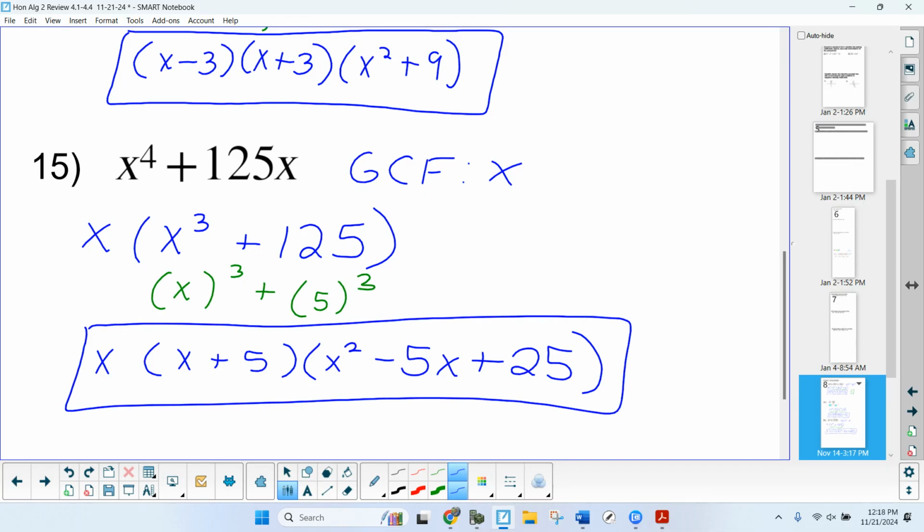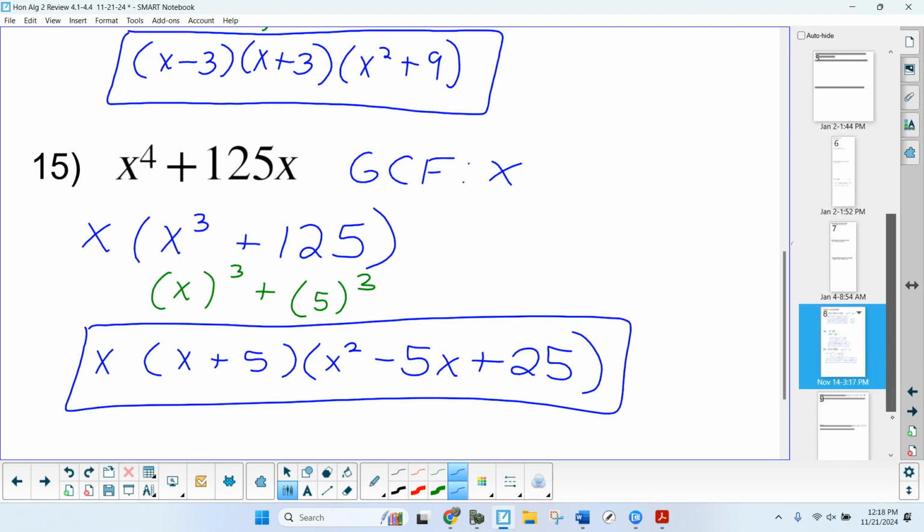All right. How'd you guys do on the factoring review? Good. Are we good with those? Okay. The next part is from the new stuff. Those three are from the new stuff. And this is from the new stuff.